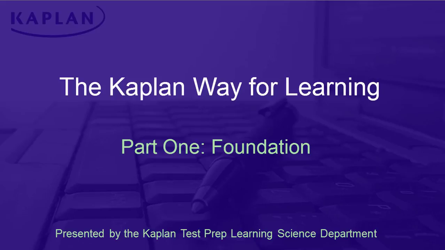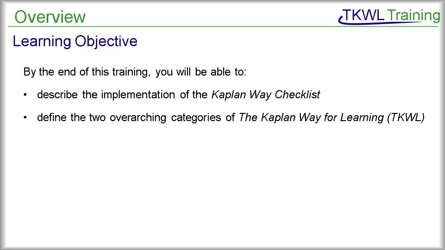This is part 1 of 3. Today, we lay down the foundation. Here are our 2 learning objectives. The Kaplan Way checklist, as you'll learn in a moment, lists 12 essential categories for making our courses better. You'll leave this part 1 of training able to describe the checklist and how it's used.